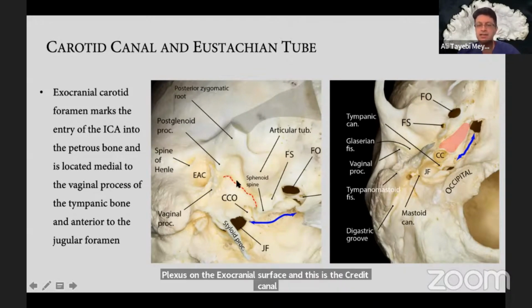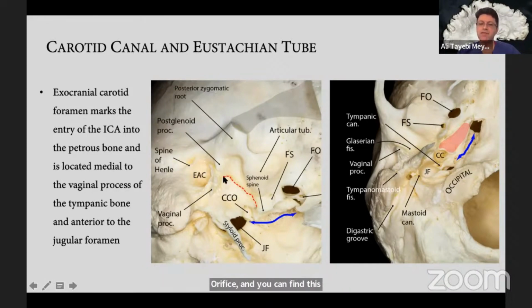And you can find this petrotympanic fissure. The importance of the petrotympanic fissure is that there's a nerve in it. It's also called the glaserian fissure, not Gasserian. It's called the glaserian fissure. And this is the site where the chorda tympani exits the middle ear cavity.